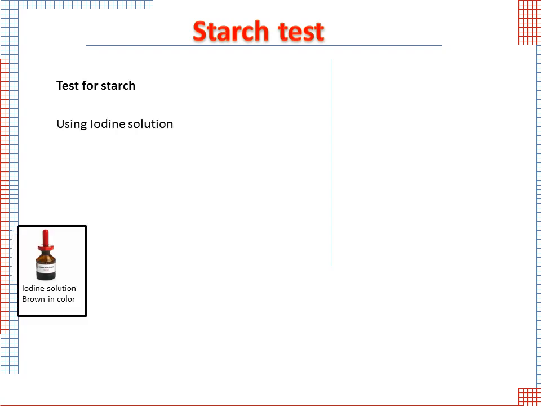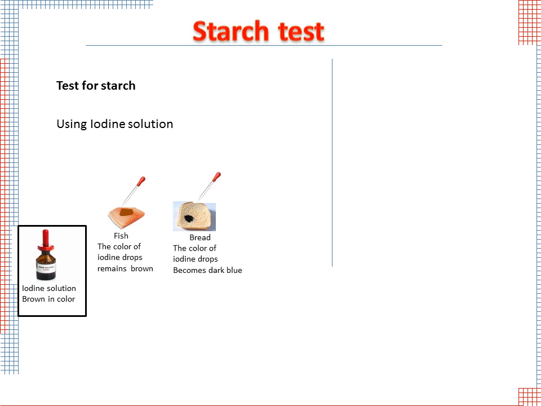Test for starch using iodine solution. Consider the different kinds of food, iodine solution, which is brown in color, and a dropper. Use the dropper for adding a few drops of iodine solution on each piece of food as shown in the figures. We add iodine solution on a fish. The color of iodine drops remains brown.